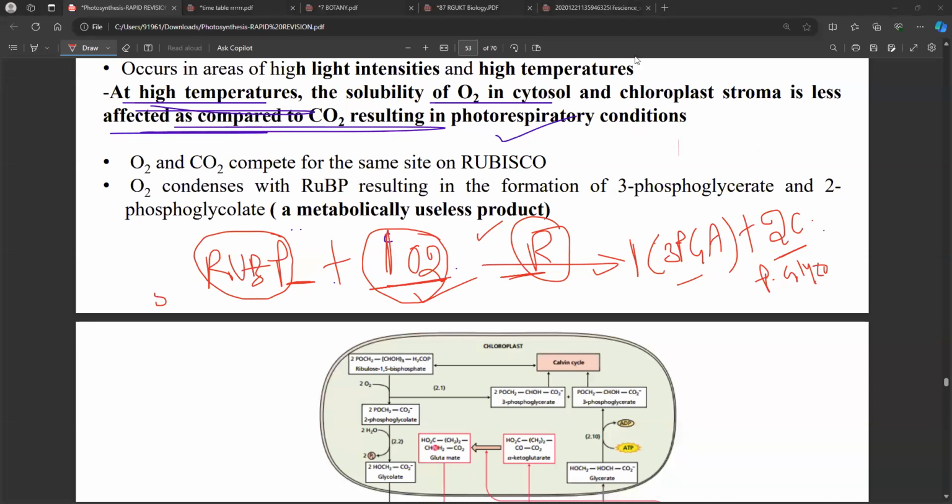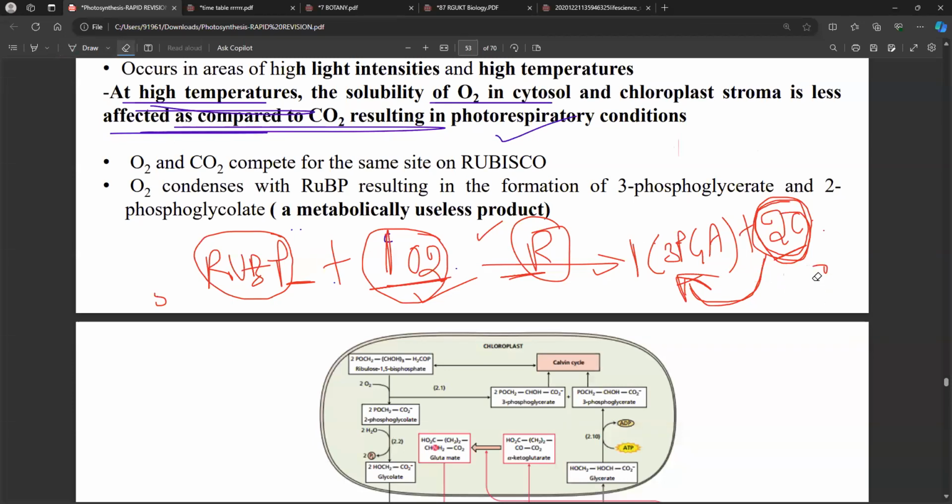Now, what should I do? If I want to allow the Calvin cycle to continue, what should I do? I have to convert, all the students listen, I have to convert this 2 carbon containing compound back to the 3PGA. Then only will the Calvin cycle continue.